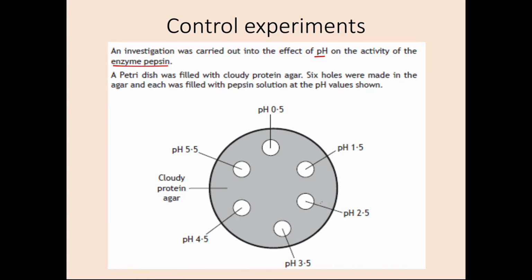So a control experiment would be the absence of the thing we're investigating. That's the enzyme pepsin. So it would be exactly the same setup. Okay, still got these 6 little wells here. Each of them should have the different pHs and so on. But instead of adding the enzyme pepsin, we would add either nothing or the equivalent volume of water. Whatever volume they have added for the enzyme, we'd add the same volume of water.